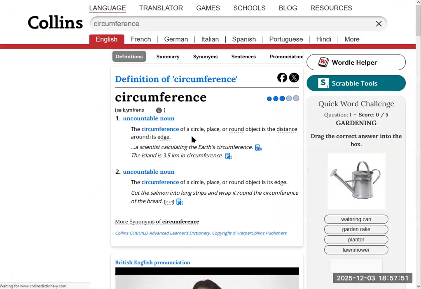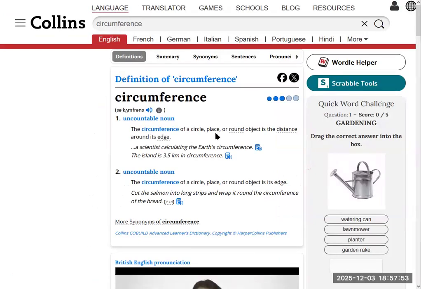So, the circumference of a circle, place, or round object is the distance. Yeah, I suppose you could say it's the distance around the edge. So here they're saying the circumference of a circle is the length of that circle. Okay, that's an uncountable noun. The second version of that word is the circumference of a circle, place, or round object is its edge. In other words, it's just the edge itself, or it is the length. It's either of those things, you could say.